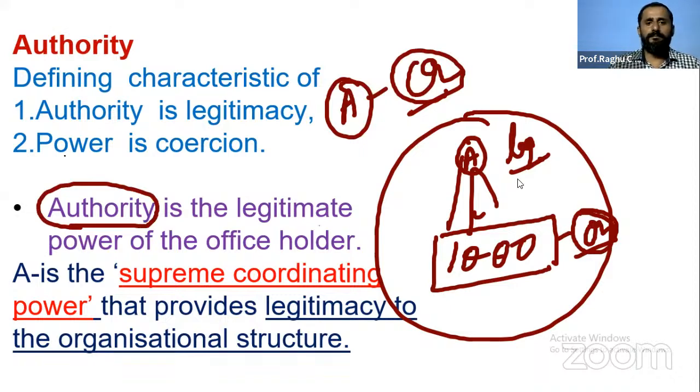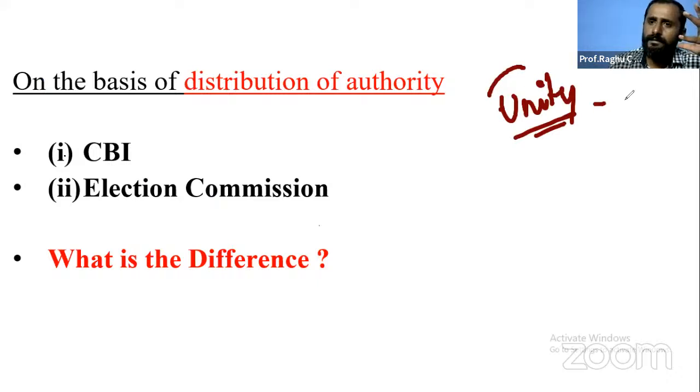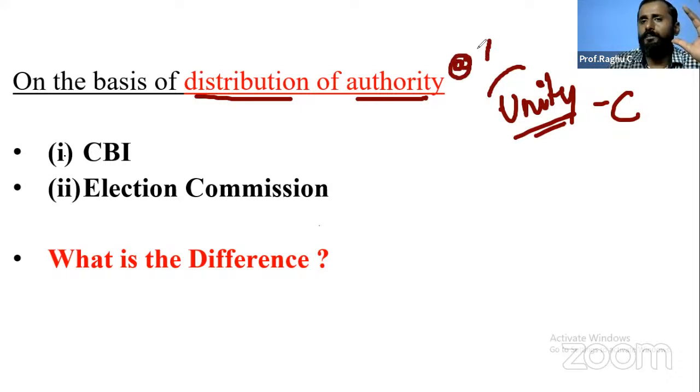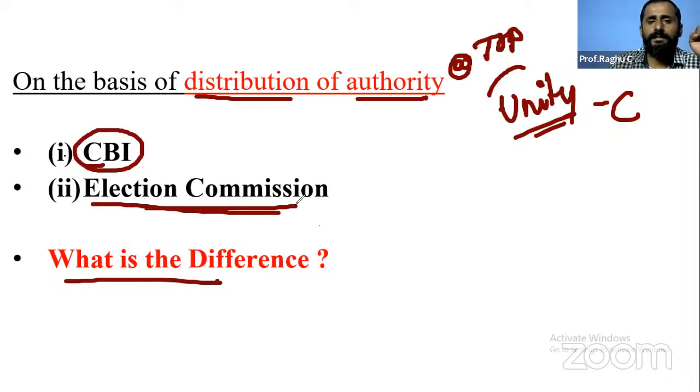Now, coercion. What is the meaning of coercion? Force. Okay, now take this. Please internalize this, a very, very important concept. This will be interlinked to the unity of command also. On the basis of distribution of authority at the top, I'm giving the hint also. What is the difference between this? CBI has an organization, Election Commission has an organization. What is the difference in the distribution of authority here?